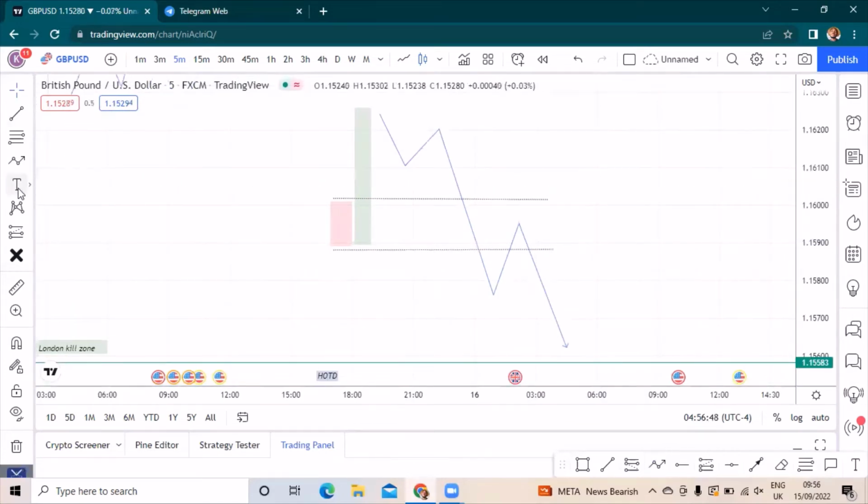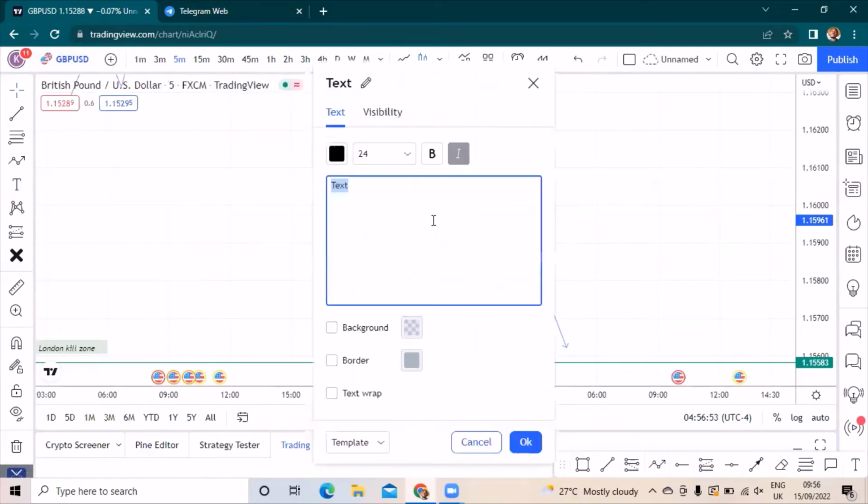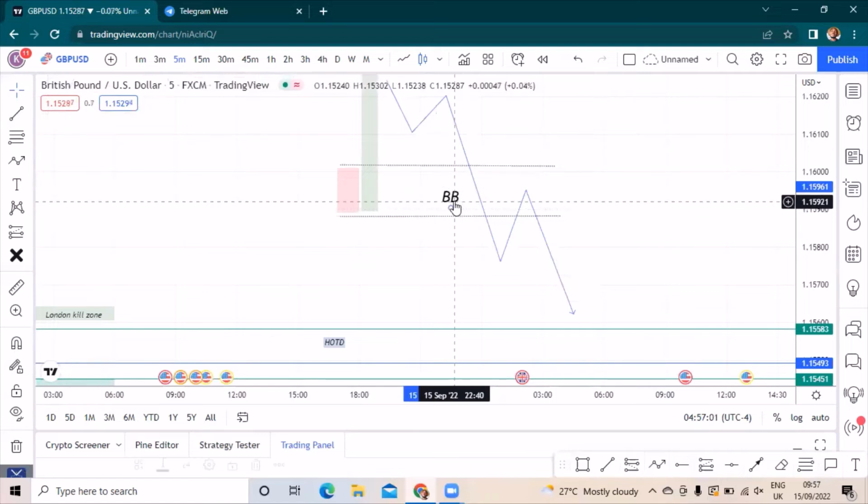So it is known as breaker blocks. Okay, it is known as breaker blocks, and I'll show you examples on live charts.